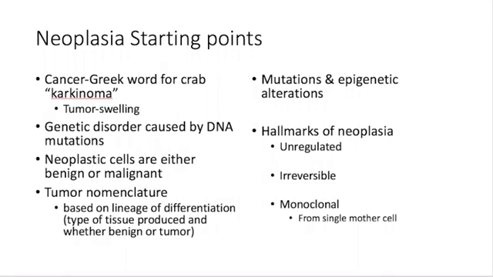Neoplasia and cancer come from a Greek word for crab, carcinoma. So this is where we get carcinoma. And tumor means swelling. Neoplastic cells are either benign or malignant. You can still have neoplastic growth, but it's more of a stable situation if it's benign, and then obviously we have concerns if it's malignant.